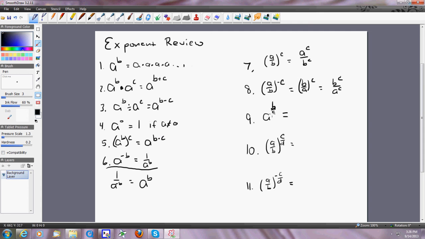If you have a fractional exponent, it's the C root of A to the power of B. Remember, your denominator is your root. It's found underneath. And your power, people are always looking for a higher power, is above. And that stays with your base.